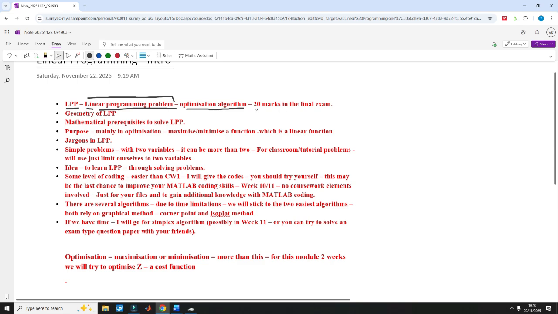In the final exam you can expect up to 20 marks based on this optimization algorithm. I may give you some problem, then I will ask you to optimize a particular function.